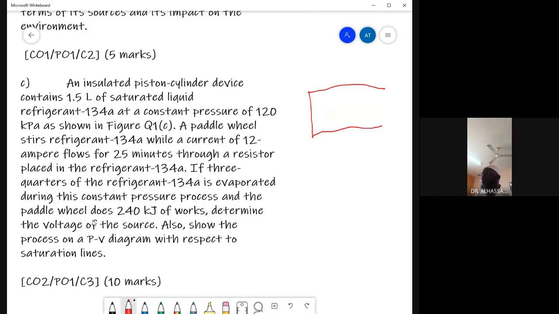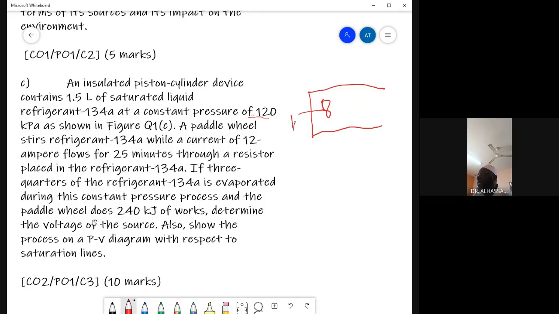Okay, and let's say we are told that the refrigerant occupies 1.4 liters at constant pressure. So the pressure in the system is given by 120 kilopascal, as shown in the figure. So a paddle wheel means something like a paddle wheel like this, a shaft, which is used to stir the fluid. So the fluid is being stirred while a current of 12 amperes flows for 12 minutes through a resistance.